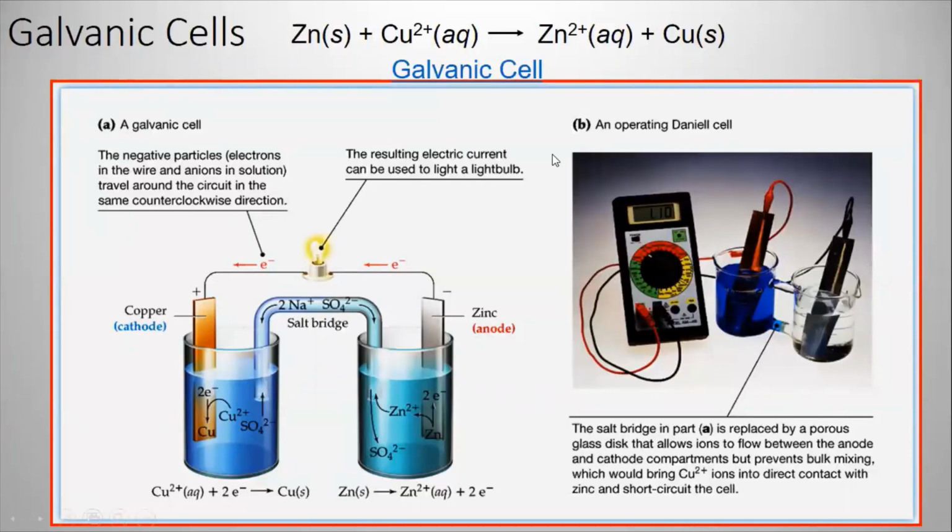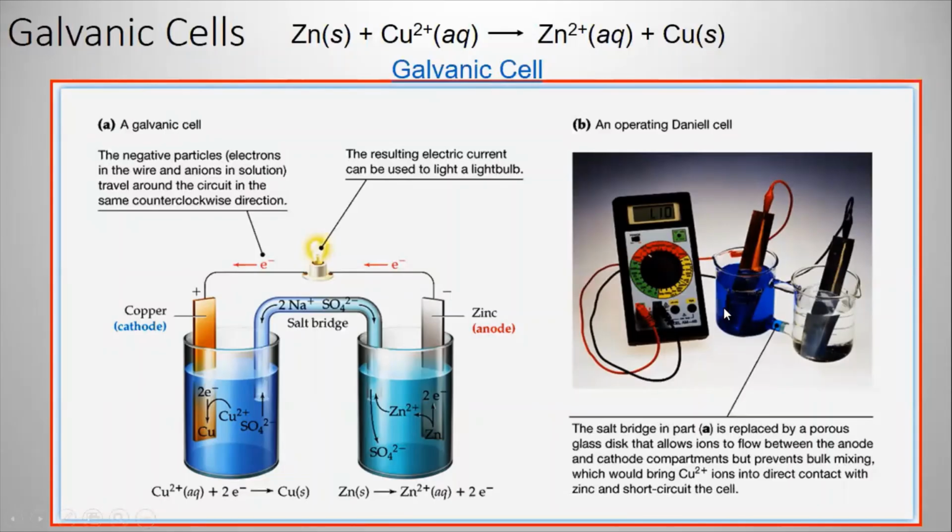You can build this in the lab. This is a very simple system. You need two beakers. And here's, again, as you can see, a real image of the device. So you have two beakers here.